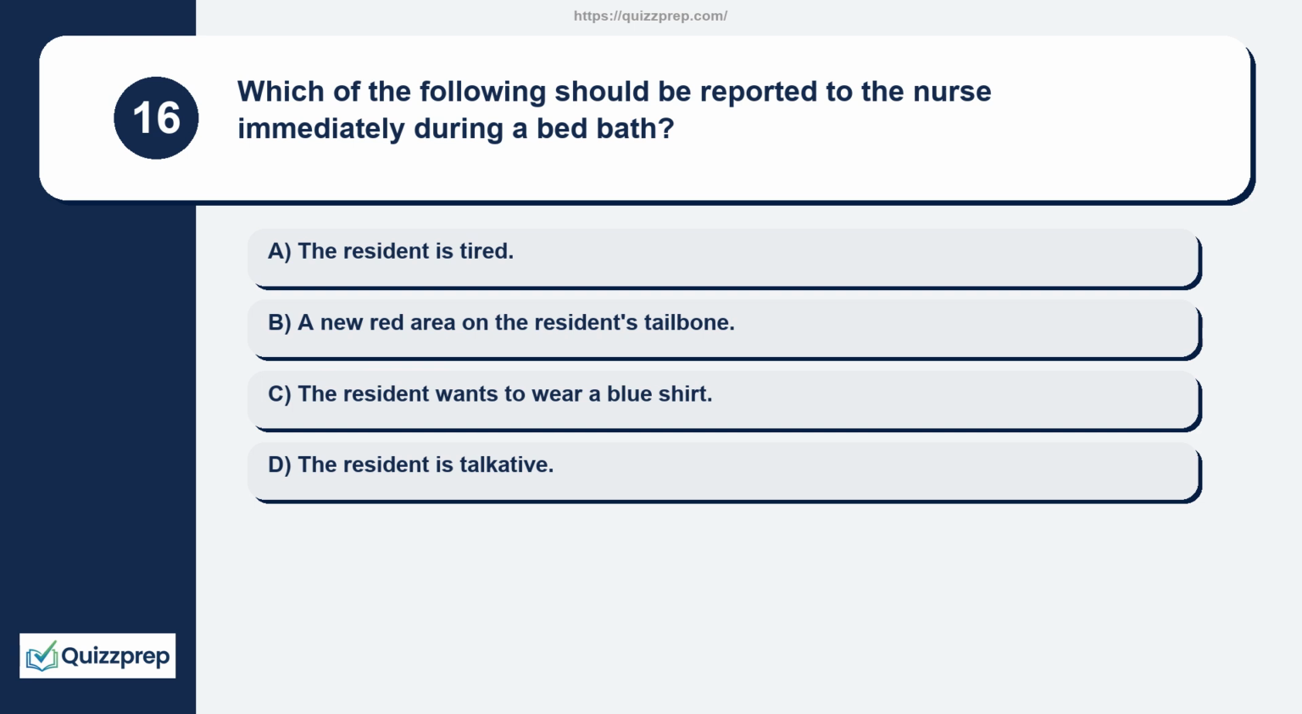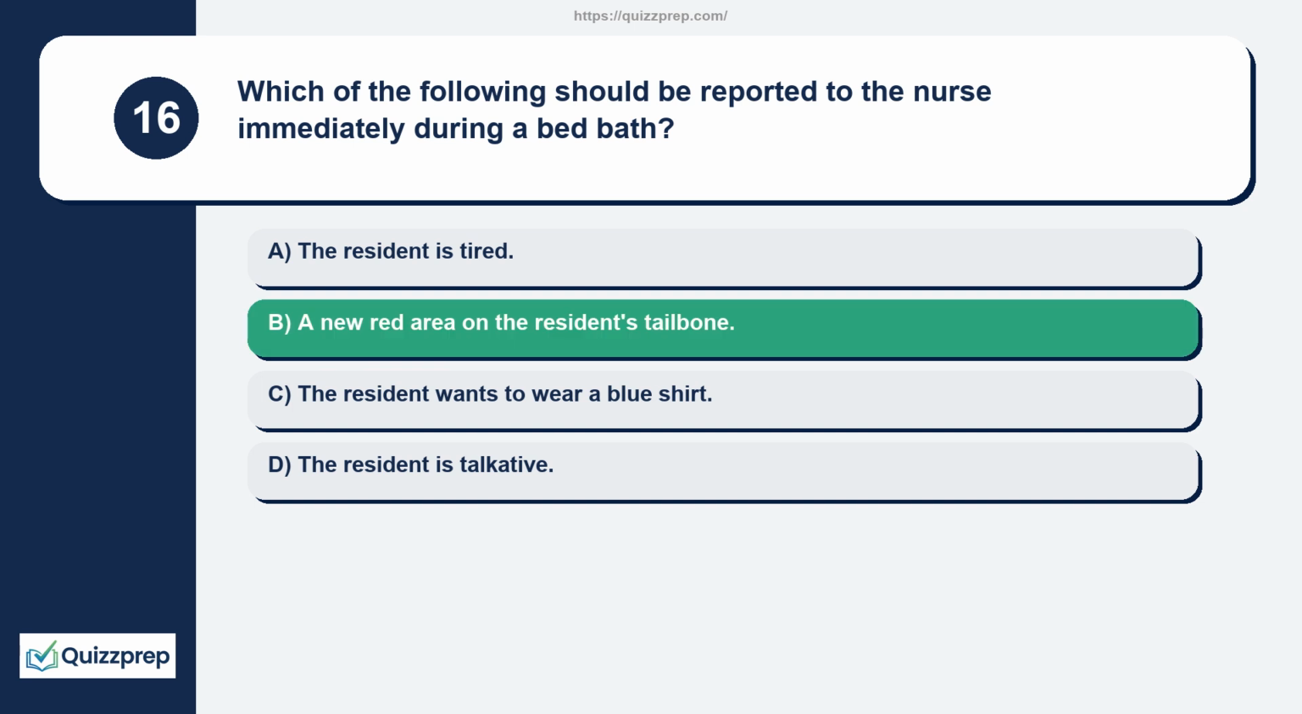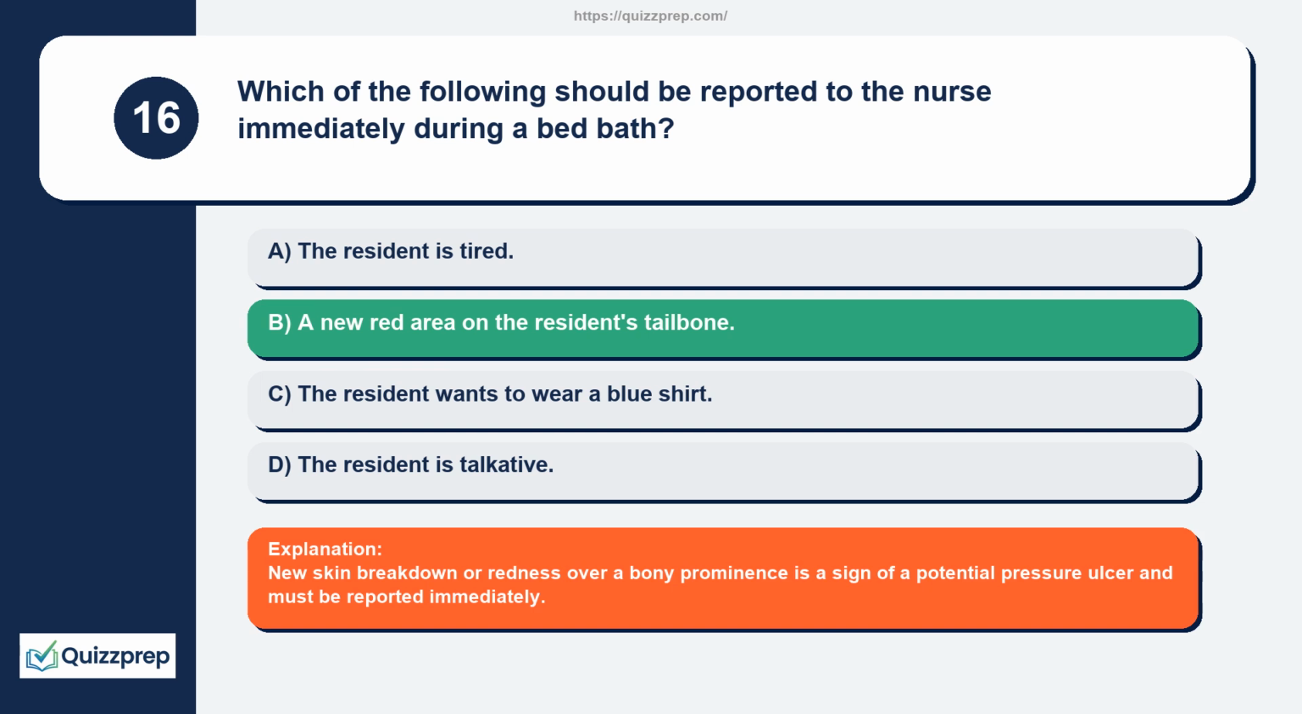Question 16. Which of the following should be reported to the nurse immediately during a bed bath? The resident is tired, a new red area on the resident's tailbone, the resident wants to wear a blue shirt, the resident is talkative. New skin breakdown or redness over a bony prominence is a sign of a potential pressure ulcer and must be reported immediately.